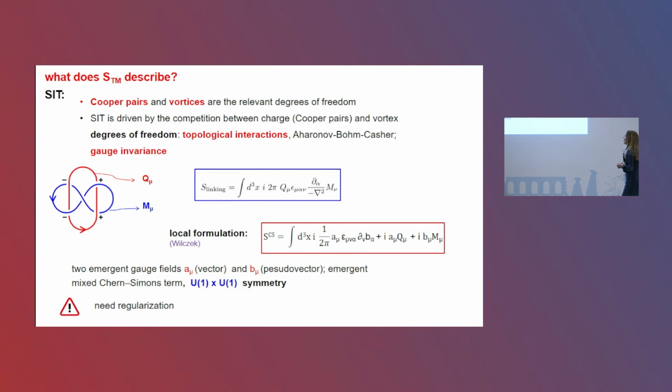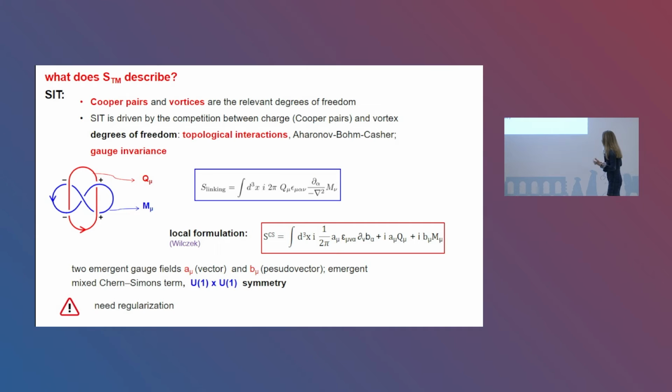This is written in this way. Now, this is non-local, but Wilczek has shown that we can write this interaction locally at the price of introducing two emergent gauge fields. So I have my theory for the SIT that is dominated by the Aharonov-Bohm-Kasher topological interaction, and I arrive at the local formulation in terms of the two emergent gauge fields, in which one is a vector because it is coupled to charges, and the other one is a pseudo-vector because it is coupled to vortices.